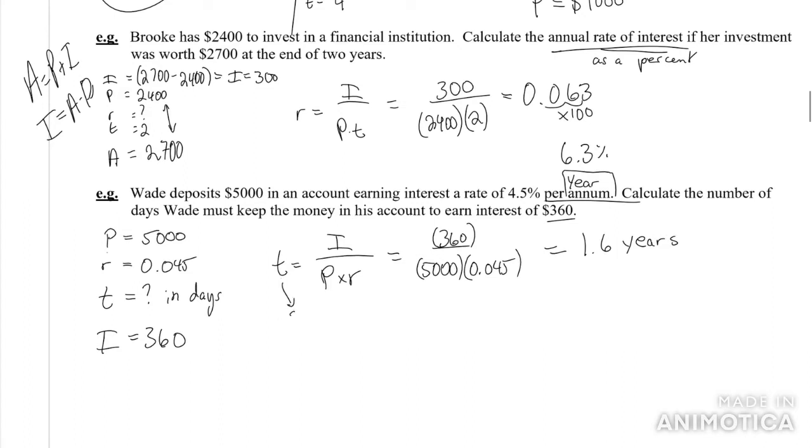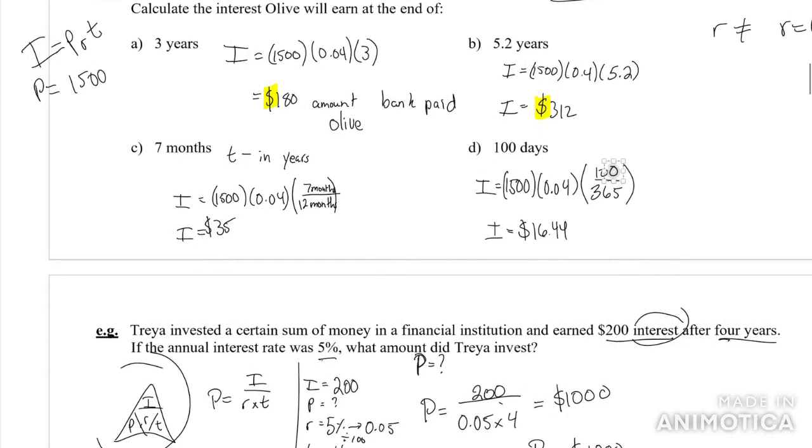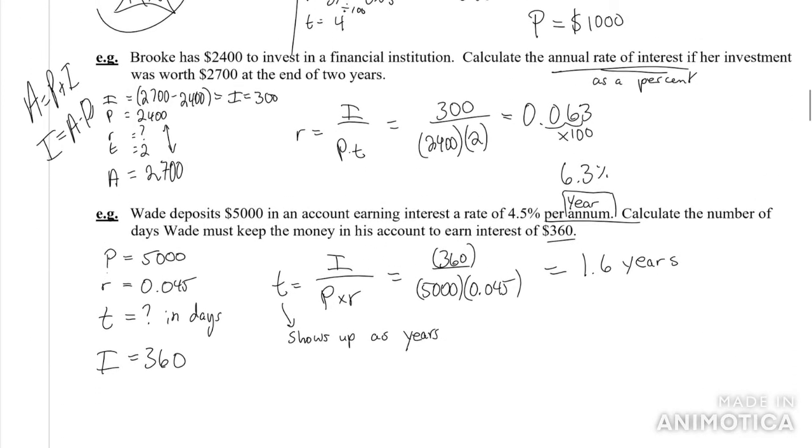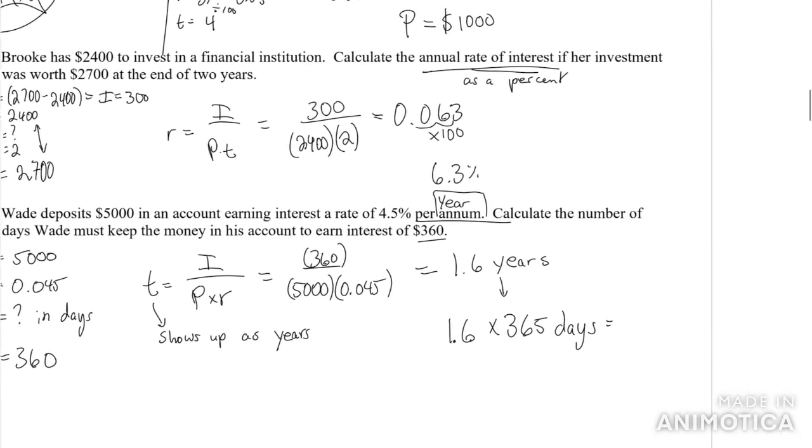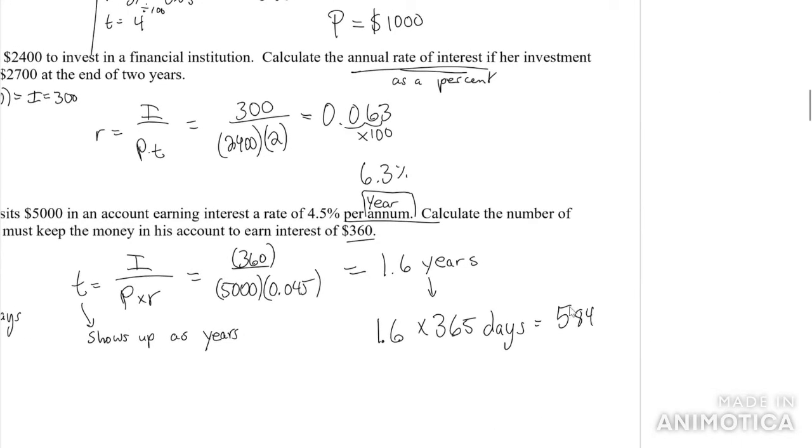time always shows up as years. So beforehand, when we were given days, we had to change it into years. Now we're calculating as years, and we have to convert it back into days. So I have 1.6 years, so there's 365 days per year, so I take 1.6 and I multiply by 365 days, and that gives me a final value of 584 days.